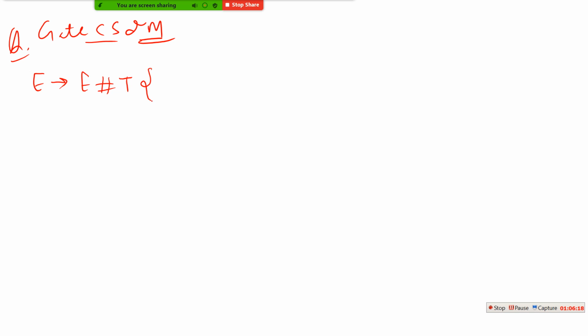Now I am discussing one more problem of GATE CS, for 2 marks. You need to answer me fast. Before that, I am just writing the problem. My problem is E derives E hash T, where semantic analysis gives me the value of E equals E value multiplied with T value.